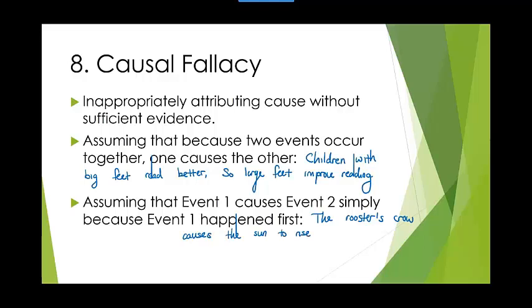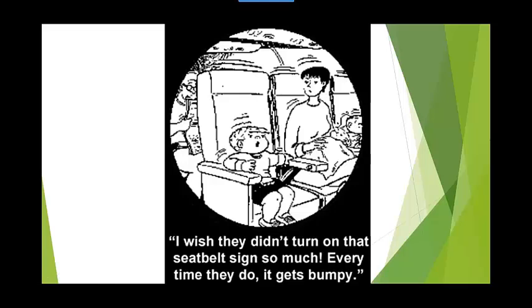So the rooster crows before the sun rises, but of course that doesn't mean that the rooster scientifically actually causes the sun to rise. They just happen to occur sequentially. Okay, so just because two things happen together or one happens before the other, that does not mean that one causes the other. So, couple examples of causal fallacy.